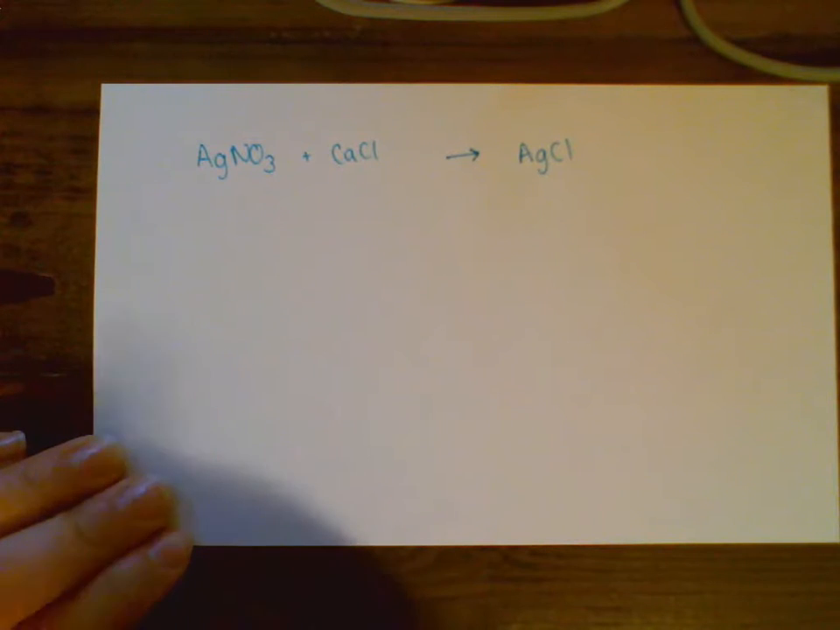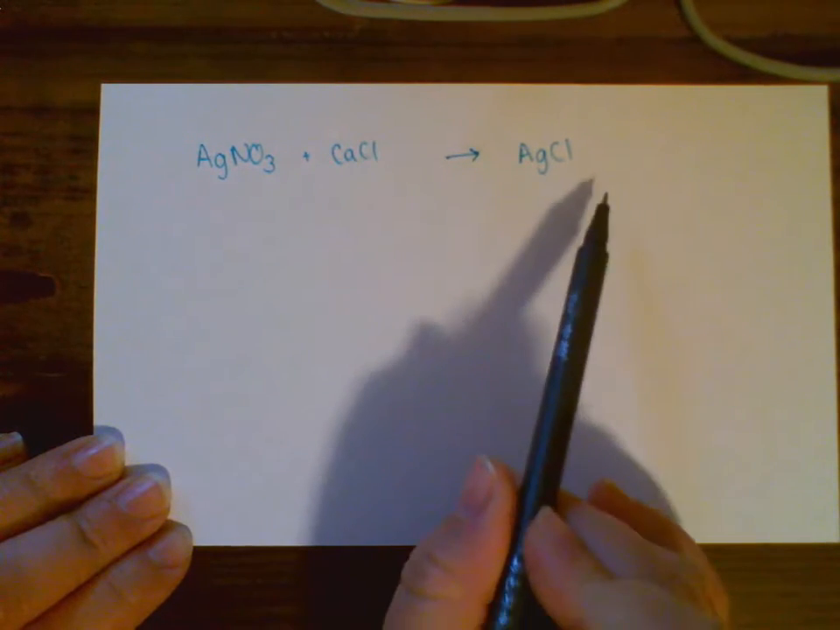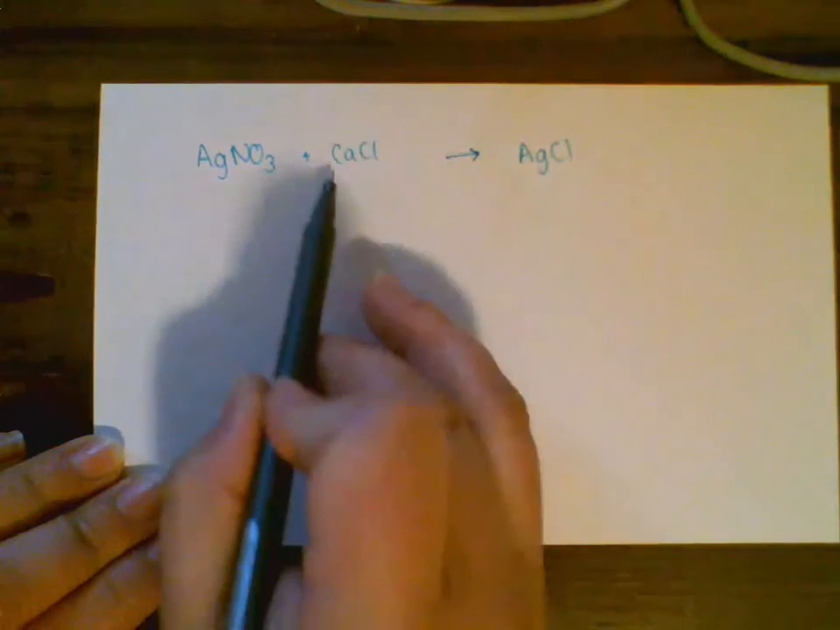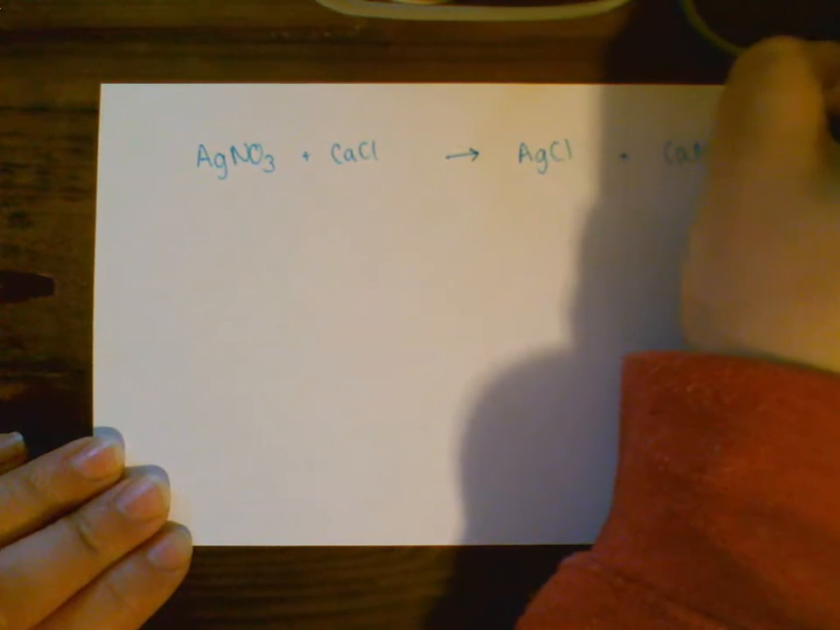Okay, if I'm looking at this reaction, this is a double replacement reaction, so I know there should be one more product here. In addition to silver chloride, I'm going to need to use my calcium and my nitrate. So I'm going to have another product that is calcium nitrate.